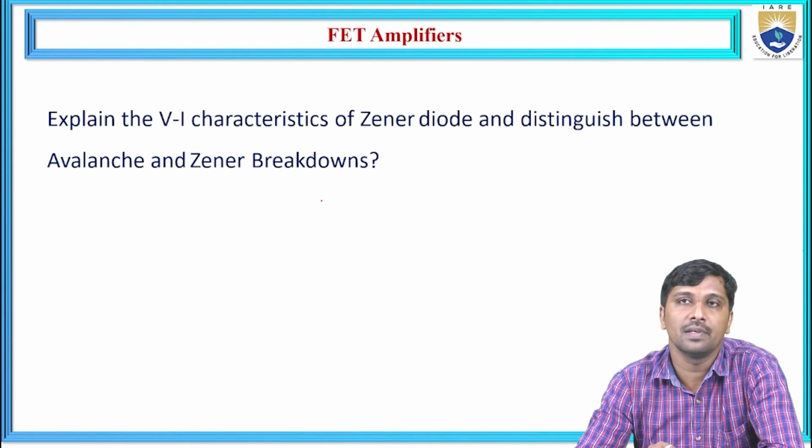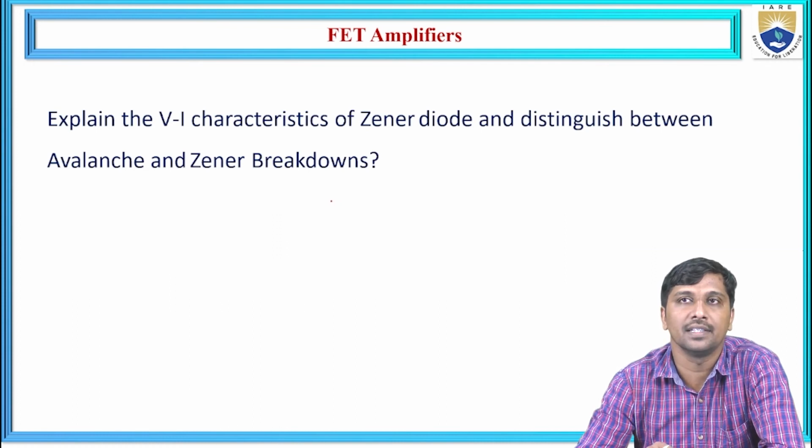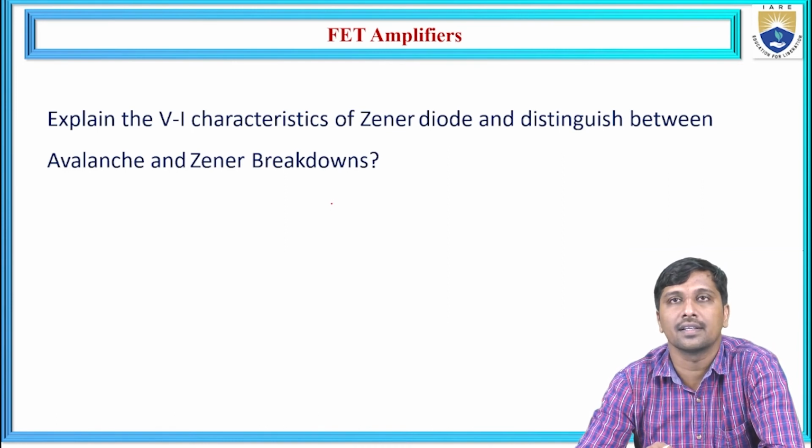Then you should explain what happens when the forward bias is applied to the Zener diode with respect to the characteristics in terms of voltage and current. And similarly, you should explain what happens when a reverse voltage is applied to the Zener diode, with its VI characteristics.